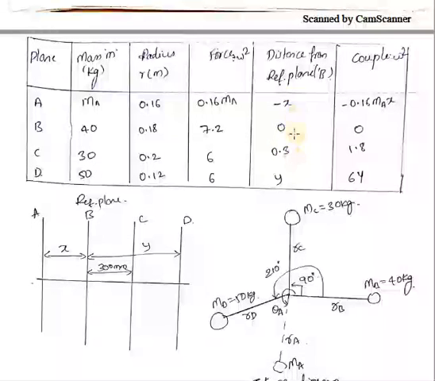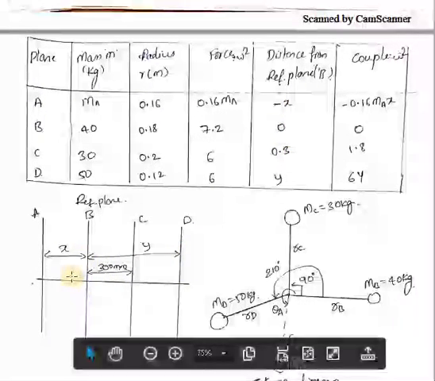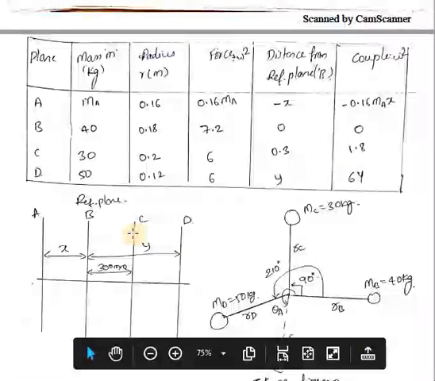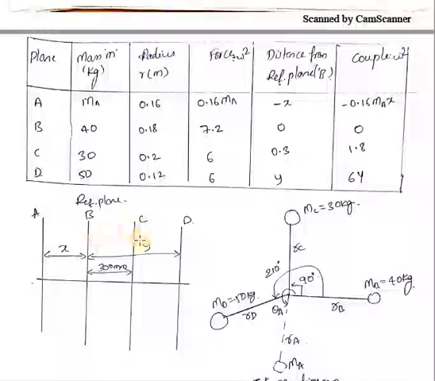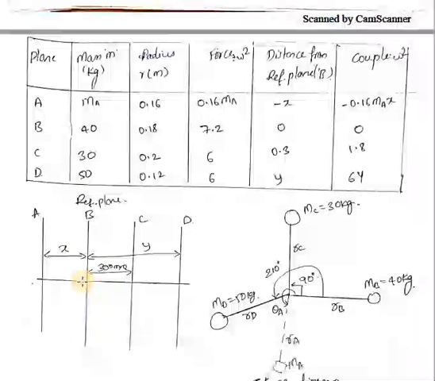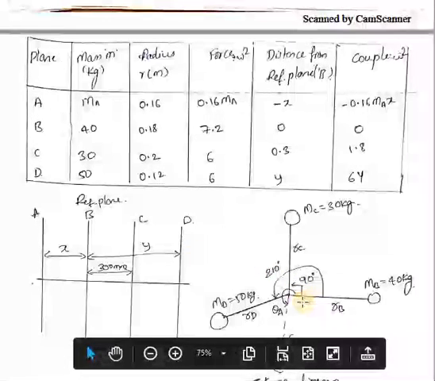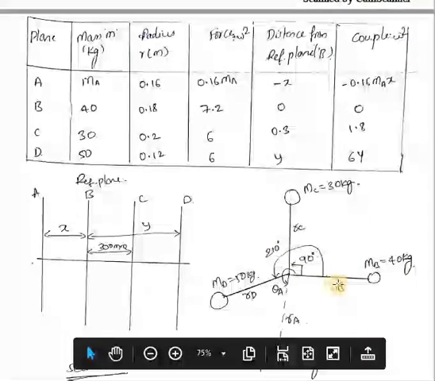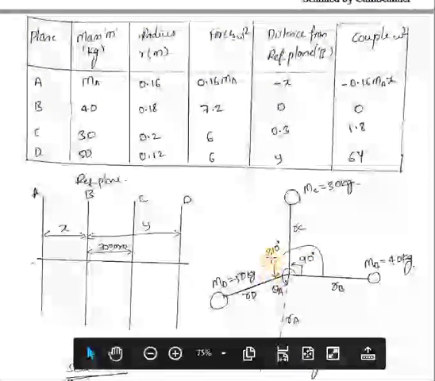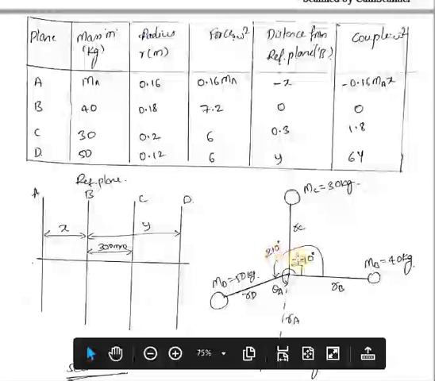Here, to write this column you need to draw this line diagram. There is a shaft containing 4 rotating masses, and he has given the distance between planes B and C as 300 mm. Here I will take B as the reference plane. The distance between B and A is denoted as X, and the distance between B and D as Y. After that you need to draw the space diagram. He has given the angle between B and C as 90 degree and between B and D as 210 degree.